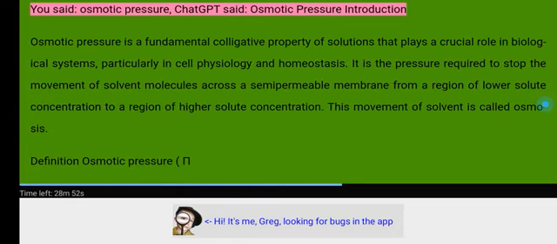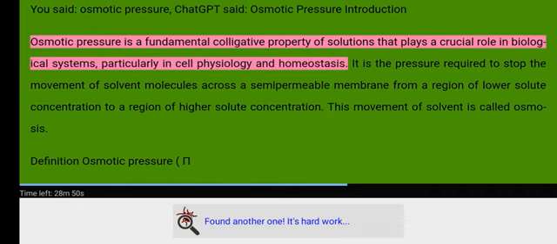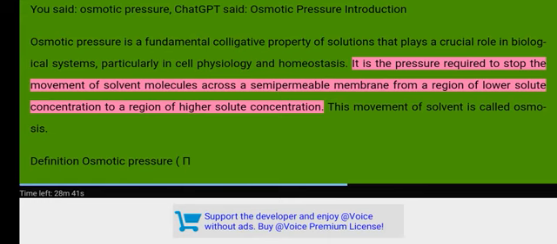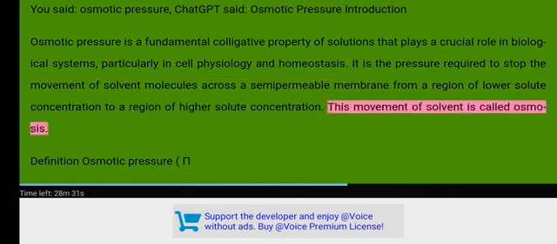Osmotic pressure introduction. Osmotic pressure is a fundamental colligative property of solutions that plays a crucial role in biological systems, particularly in cell physiology and homeostasis. It is the pressure required to stop the movement of solvent molecules across a semi-permeable membrane from a region of lower solute concentration to a region of higher solute concentration. This movement of solvent is called osmosis.